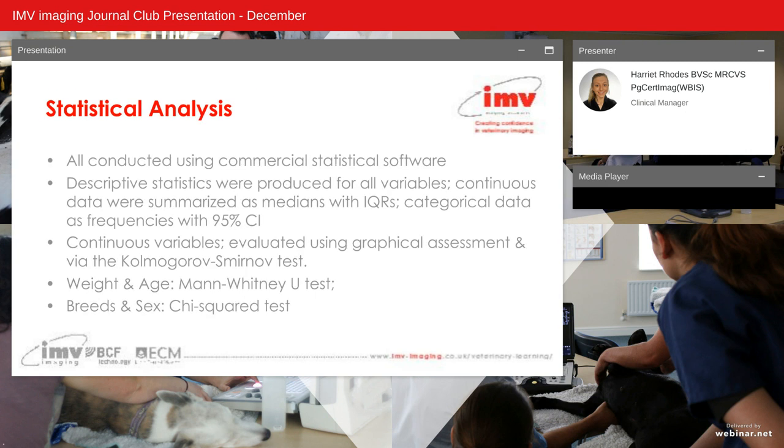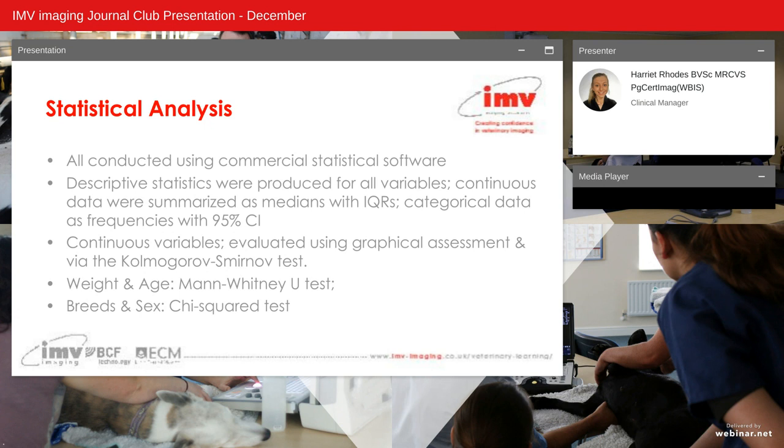Before I continue, I'll pre-warn that the next few slides are rather text-heavy. So all statistical analysis for this study was conducted using commercial statistical software. Independent variables were derived from information obtained from the signalment data, patient records, ultrasound images, and reports. Descriptive statistics were produced for all variables. Continuous data was summarised as medians with interquartile ranges, or IQRs, and categorical data as frequencies with a 95% confidence interval.